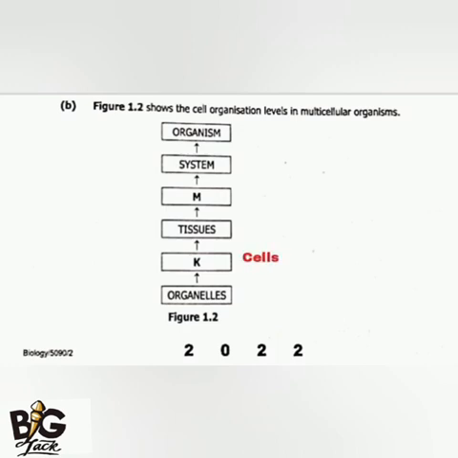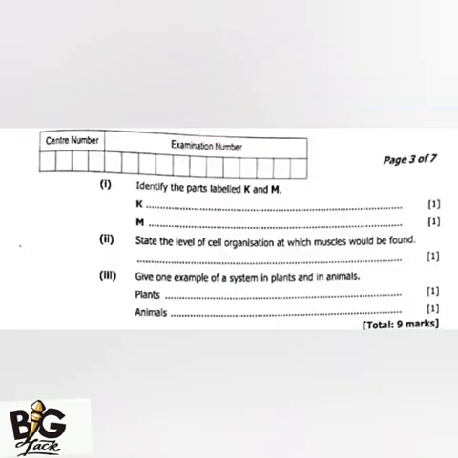So K is going to be cells. Then M is going to be organ. When tissues come together, they form an organ. So let's try to answer the questions. Roman numeral 1 is saying identify the parts labeled K and M. As for K, I'm going to say cells. Then as for M, I'm going to say organ.